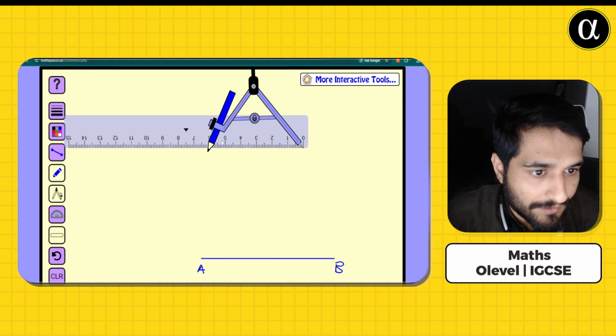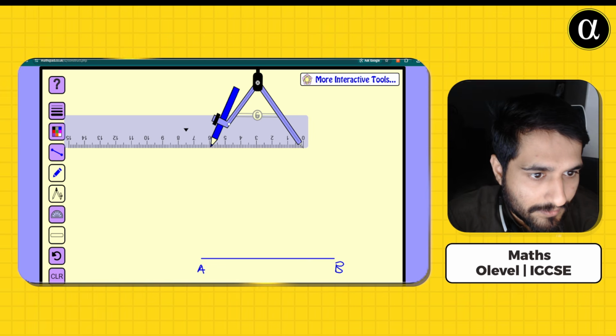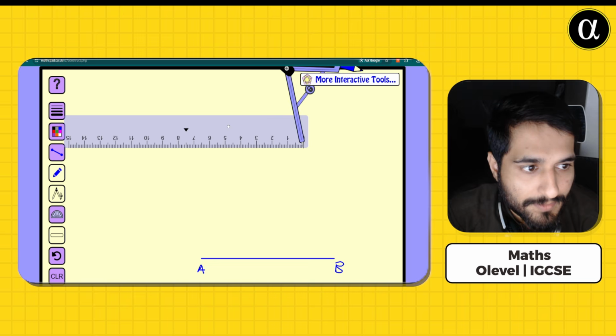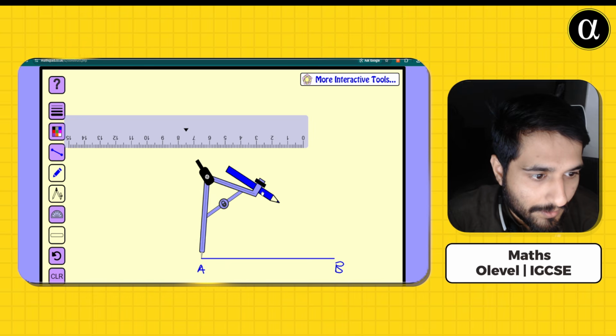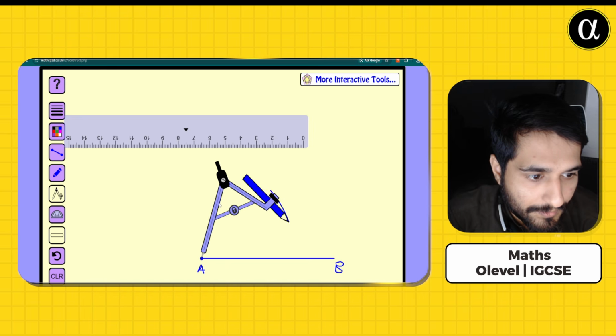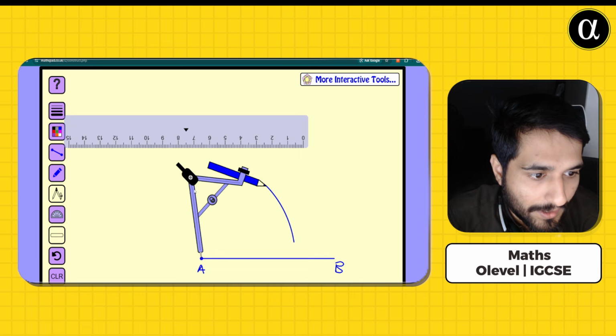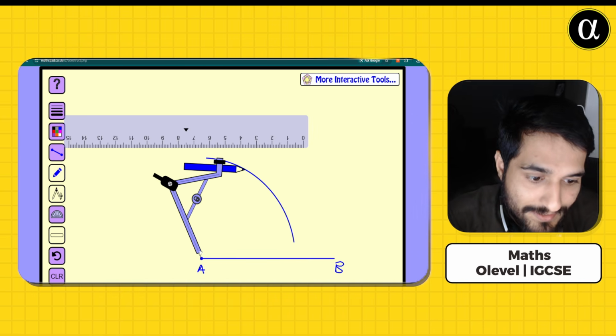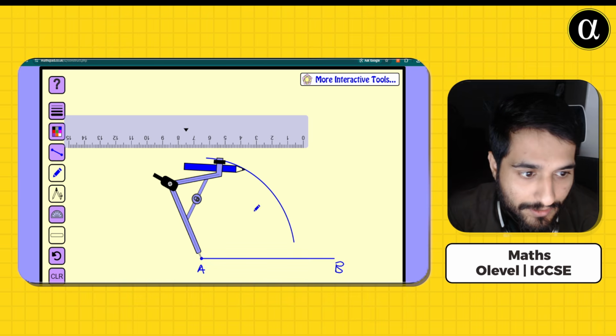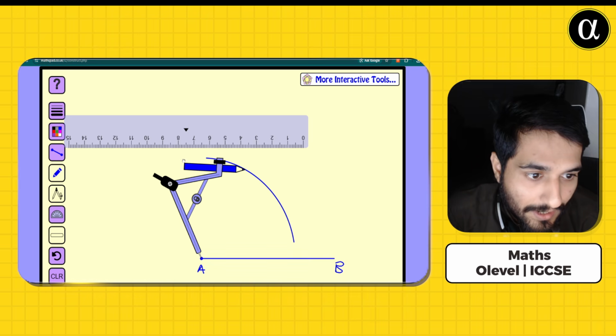So let's check if it's 6. Is it 6? It's not exactly 6. Now this is 6. So we'll lock it over here. Now what this means is I am going to draw an arc over here, and this line would represent that this arc is 6 centimeters away from A. Now this whole line is 6 centimeters away from A. Now this C would lie somewhere on this line.